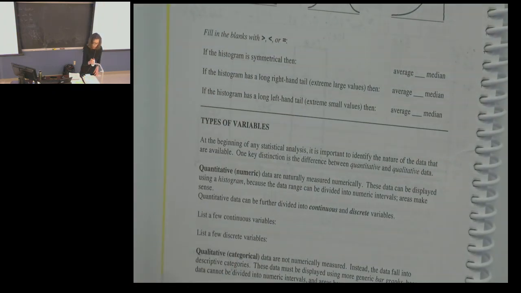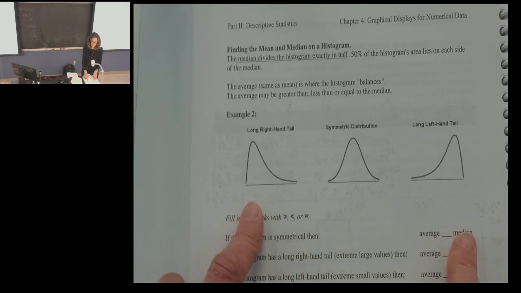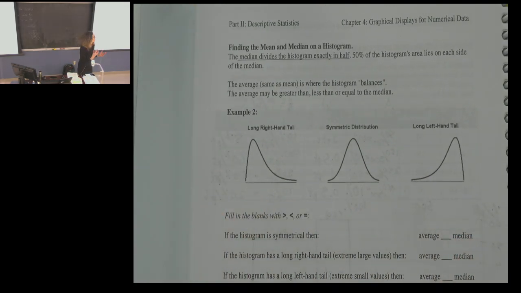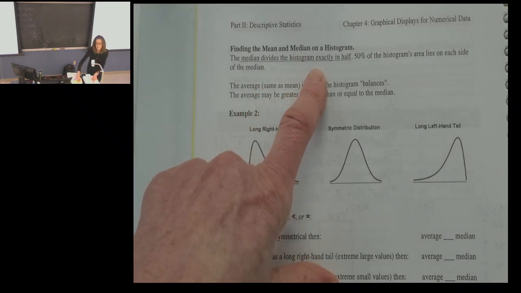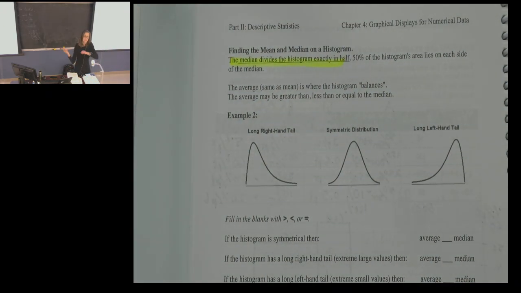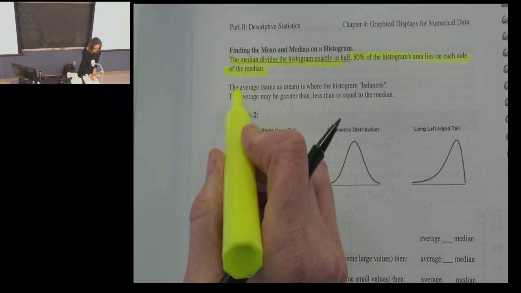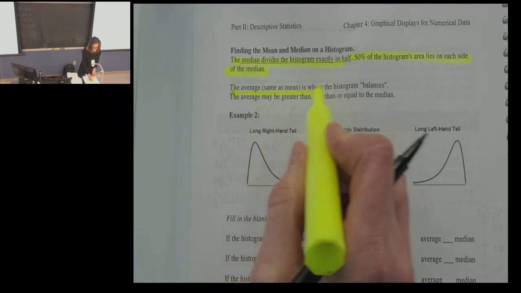All right, so let's think about these smoothed out histograms, and where the mean and the median are on them. The median divides the histogram exactly in half. It's the middle number: 50% of the data is on one side, 50% on the other. That means 50% of the area is on each side. That's the median. But the average is where the histogram balances.